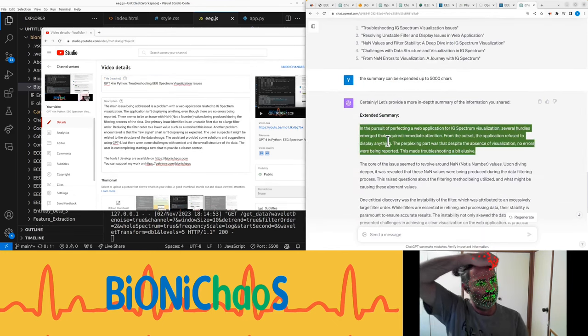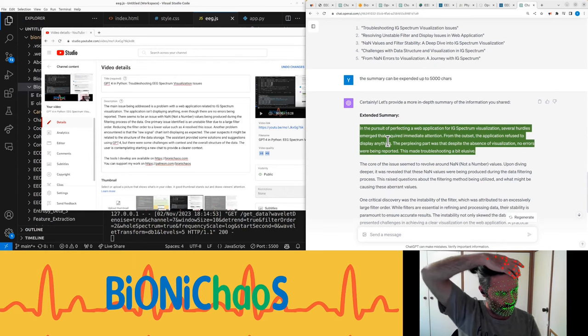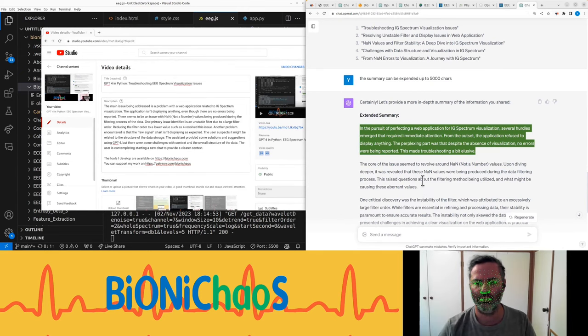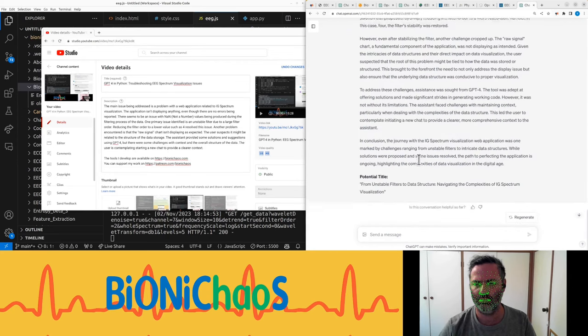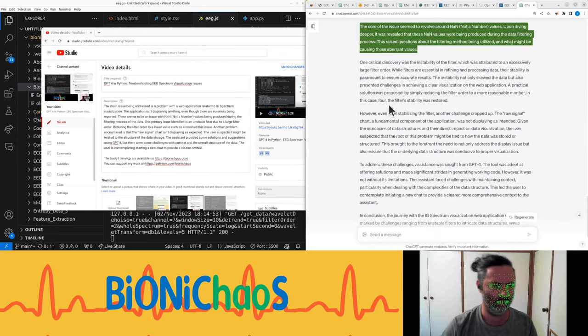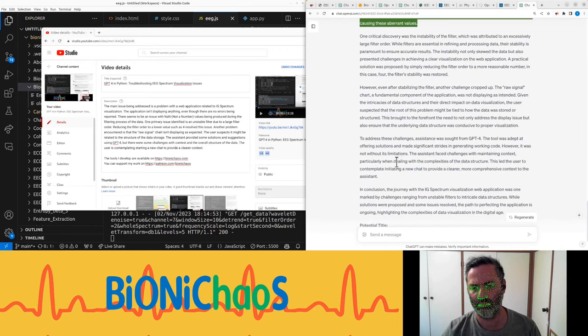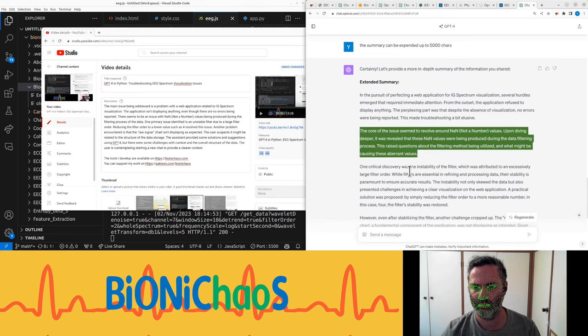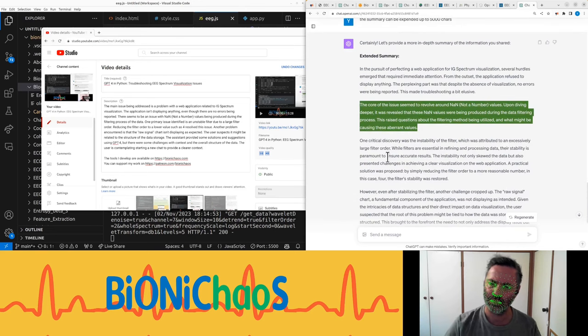Due to perfecting a web application for IG spectrum visualization, several hurdles emerged that required immediate attention. From the outset, the application refused to display anything. The perplexing part was that despite the absence of visualization, no errors were being reported. The core of the issue seemed to revolve around NaN, not a number, values. Upon diving deeper, it was revealed that these NaN values were being produced during the data filtering process. This raised questions about the filtering method being utilized, and what might be causing these aberrant values.